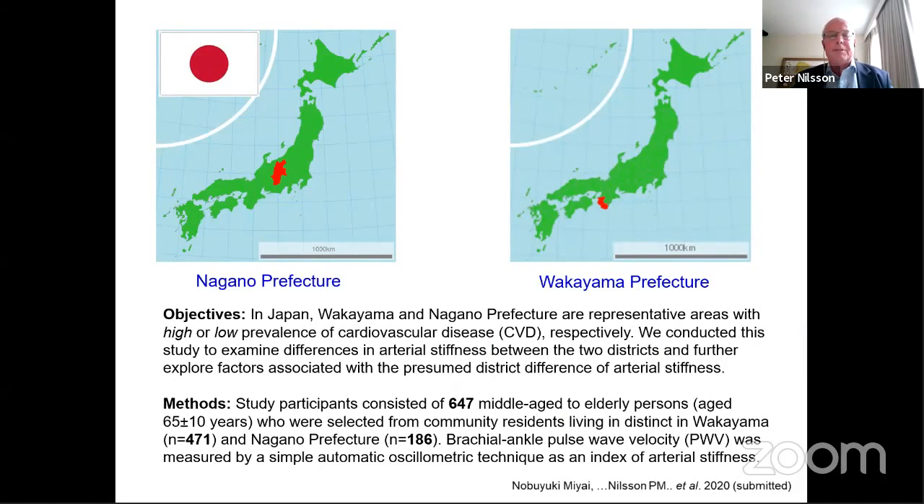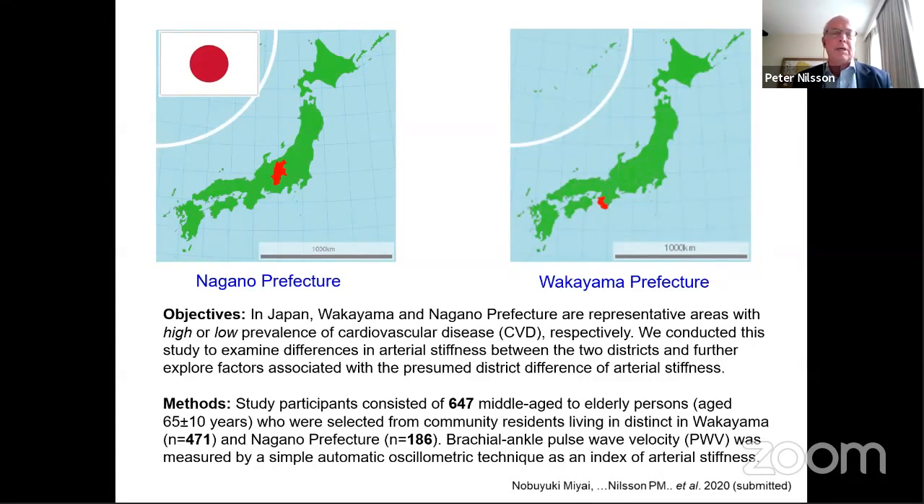Another model is in Japan. I've been in contact with Japanese colleagues to evaluate pulse wave velocity as measured by the brachial-ankle pulse wave velocity method in the Nagano prefecture to your left versus the Wakayama prefecture to your right. The Nagano prefecture has now replaced Okinawa to have the most long-lived population, the most healthy population in Japan. Okinawa has declined because a US Air Force base there introduced Western lifestyle to a large extent. So the lifestyle habits in Okinawa have changed very much.